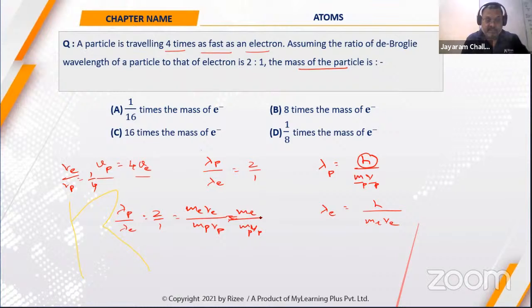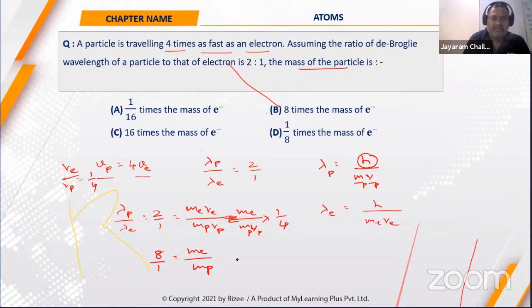This is equal to, into 1 by 4, I am writing. So that is equal to, as I multiply this, 4 into 2 will be 8 by 1, is equal to mass of the electron by mass of the particle. So he is asking the same relationship. Mass of the particle is equal to 1 by 8 times the mass of the electron. Right, sir? So this is what he is asking.